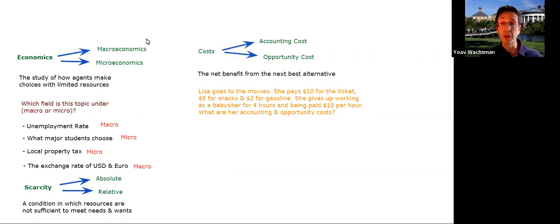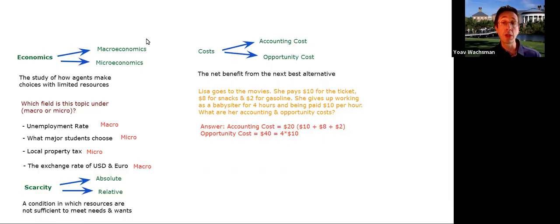Now please pause the video and try to figure out the answer to each of the two questions. Assuming that you worked on the questions already, let's look at the answer. In this case, the accounting cost is $20. Lisa had to pay $2 to get to the movies in gasoline costs. She had to pay $10 for the ticket and $8 for snacks. You add those up and you get $20.